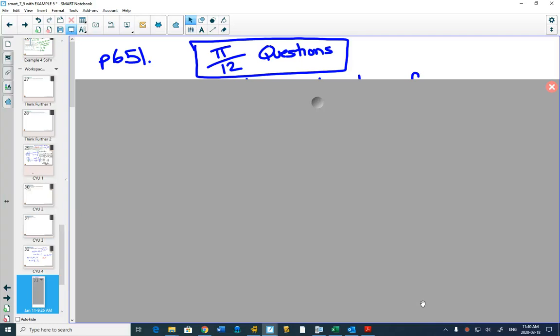On page 651, the last kind of question that has its own name. They are pi over 12 questions. Pi over 12 is 15 degrees.